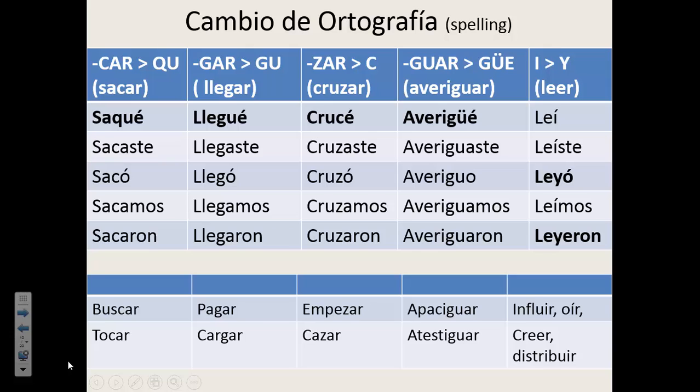So what I want you to do right now is write the English meaning of the verbs sacar, llegar, cruzar, averiguar, and leer. And then, after you've done that, I would like you to write down some of the other verbs that also fall into the car, gar, zar, guar category, and verbs also like leer. So if you could stop the video and fill out the table that correlates to this slide on your note guide, and then we'll go on.